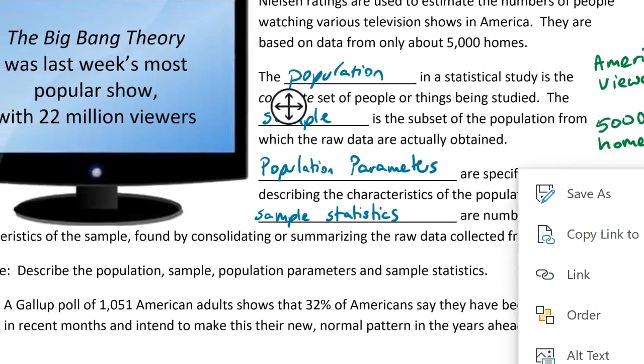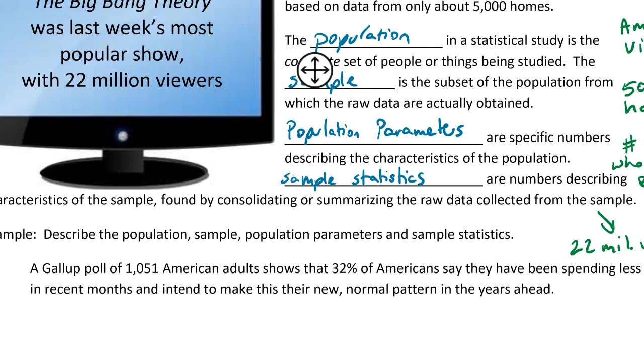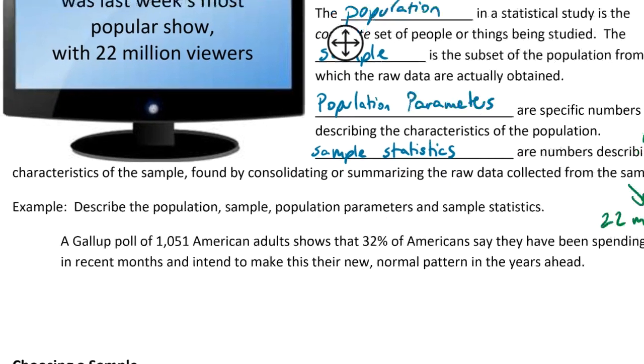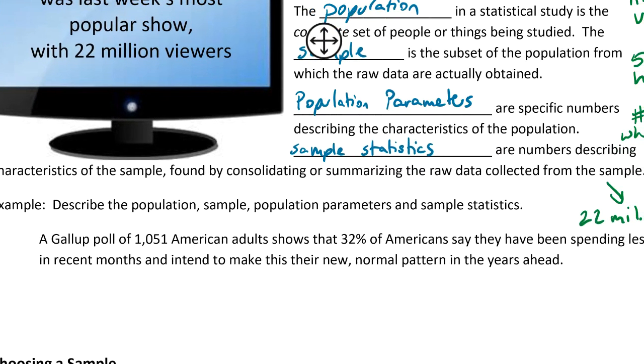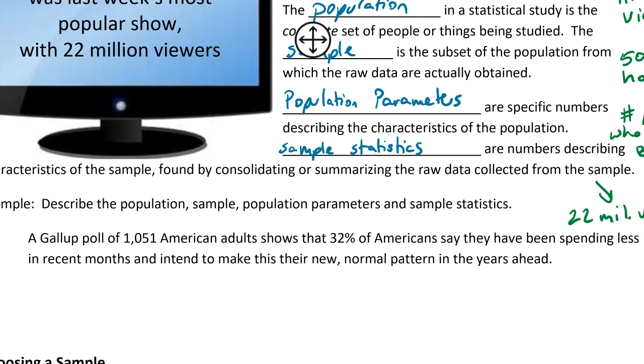All right, so let's look at an example. Describe the population, sample, parameters, and sample statistics. The example is a Gallup poll of 1,051 American adults show that 32% of Americans said they have been spending less in recent months and intend to make this their new normal pattern in the years ahead.